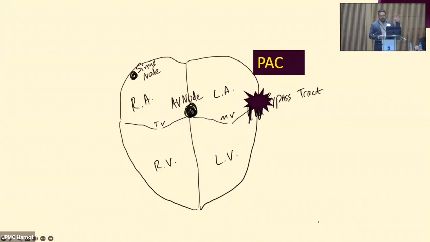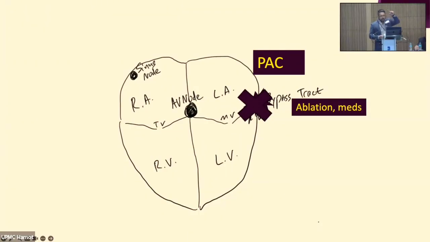Now this is involving the AV node. The electrical wavefront is going down the AV node, going up the bypass tract, and you've created another reentrant circuit. And that's what AVRT is. How do you fix this? You can give medications or you ablate it. You put a catheter on the bypass tract, you burn it, and once again, the PAC does not have access to that pathway.